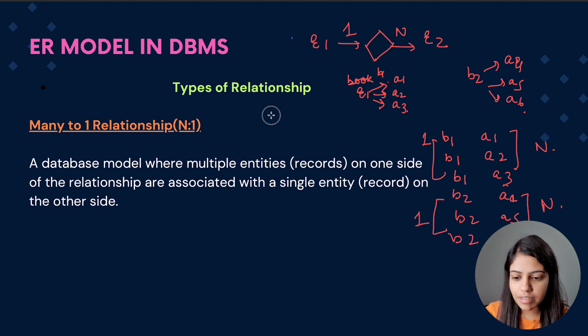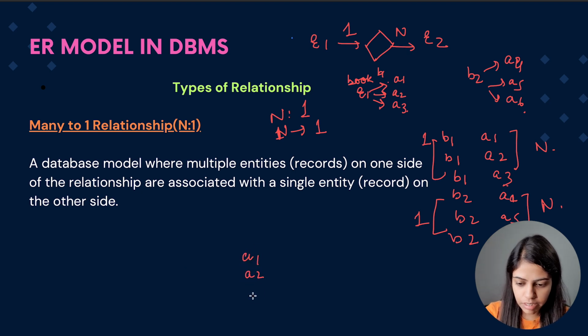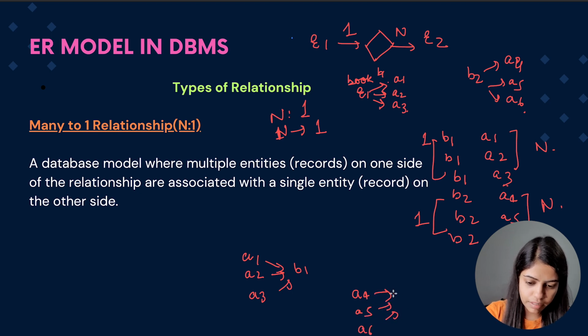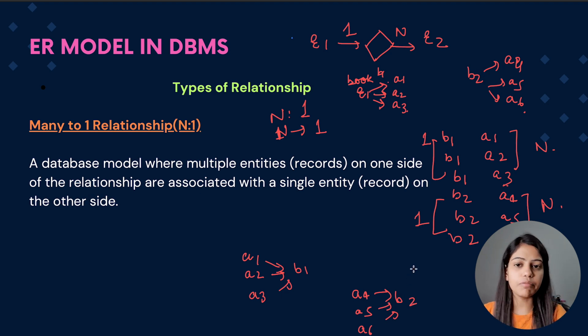Now in many-to-one relationship, it is just the reverse of the same. So in many-to-one relationship, what happens is that many authors can be associated with one book. So it's like author A1, author A2, author A3 can be associated with one book, that is B1. Now author A4, author A5, author A6 can be associated with one book, that is B2. So basically many-to-one is just a reverse of one-to-many relationship.